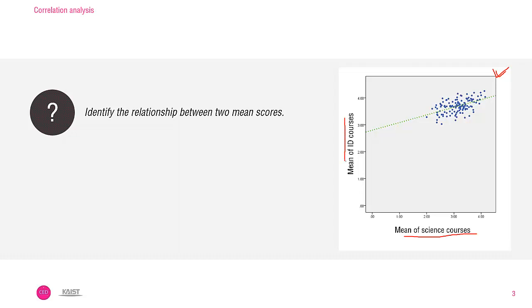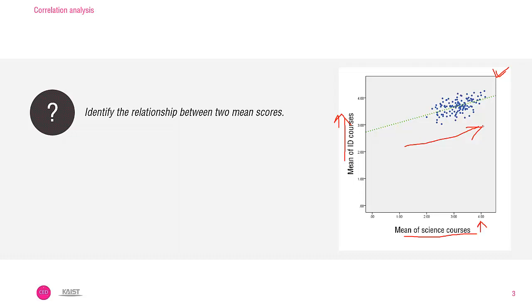Notice that as the mean scores of science courses increase, the mean scores of ID courses also increase. This is called a positive relationship because as one variable increases, the other variable increases too. So the tendency is toward upward.